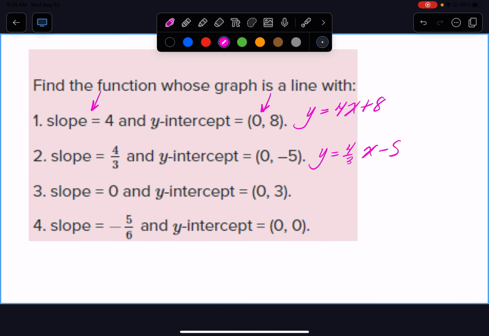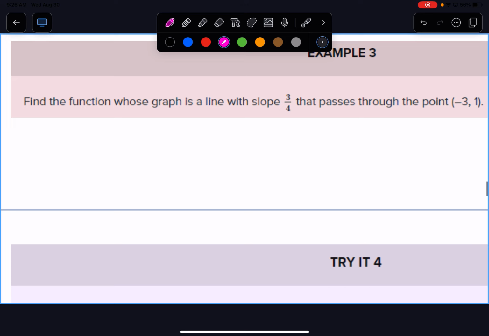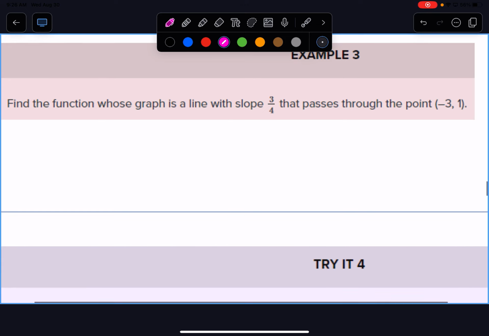But here's the problem. What if they give you something like this? Find a function whose graph is aligned with a slope of 3/4 that passes through this point. Does everybody agree this is not the y-intercept? Okay, then this one's going to take a little bit more math. This wouldn't be a bad one to write down the first time when you see it.